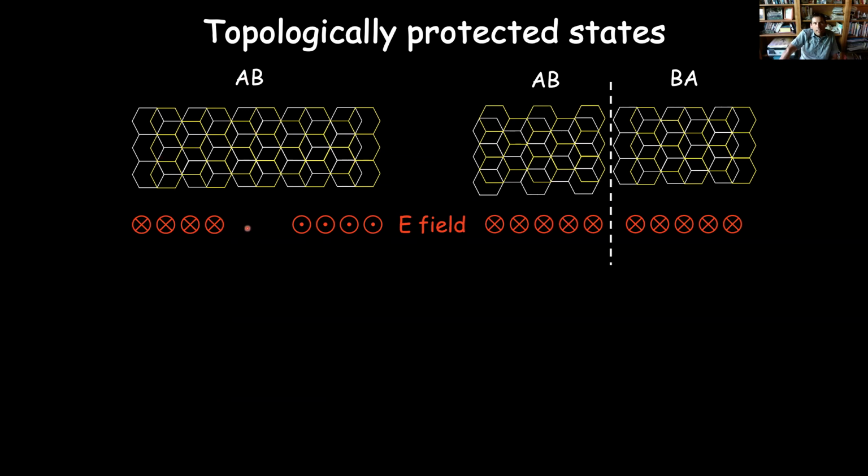But equivalently, instead of modulating the electric field, what we can do is use a uniform electric field, but modulate the stacking configuration of the graphene. So from this AB stacking to this BA type stacking, in the middle, we have to switch between them. In those regions, the graphene will remain conducting. It'll be insulating on both the AB and the BA side.